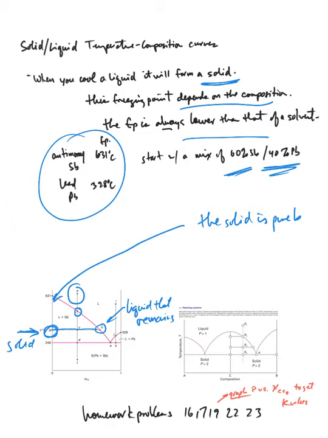So as the temperature is lowered, more and more of the antimony is going to freeze, and the solution gets progressively richer in lead until the composition gets to this point right here. Right before you hit E, you have what's called a eutectic, or this point is called the eutectic point.